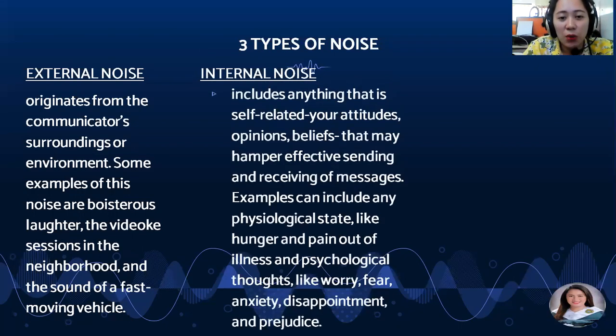Another is internal noise. Do not confuse this with external noise, because internal is anything that is self-related to your attitudes, your opinions, your beliefs that may hamper the effective sending and receiving of the message. Examples include any physiological state like hunger and pain out of illness, and psychological thoughts like worry, fear, anxiety, disappointment, and prejudice. If you are ill, or you are insecure of the person talking to you, the tendency is that you will not be able to focus on decoding the meaning of the sent message, because you are disturbed internally. There is an internal disturbance in you.